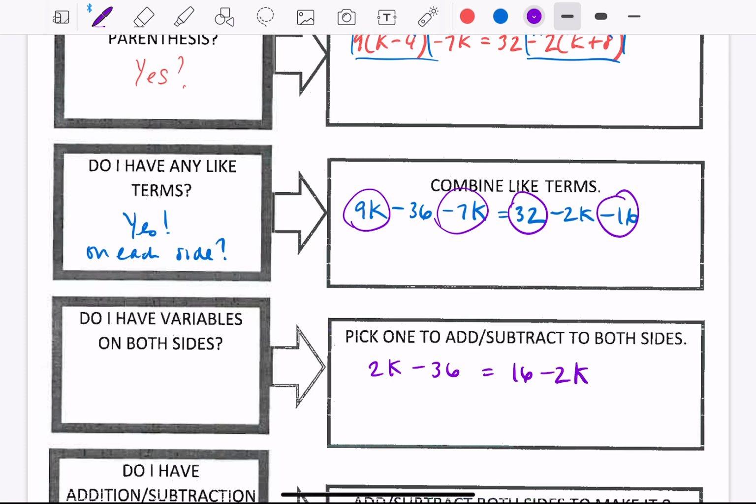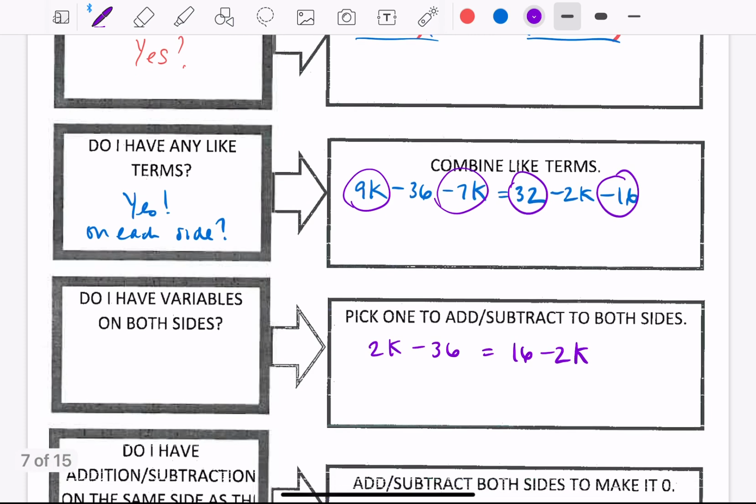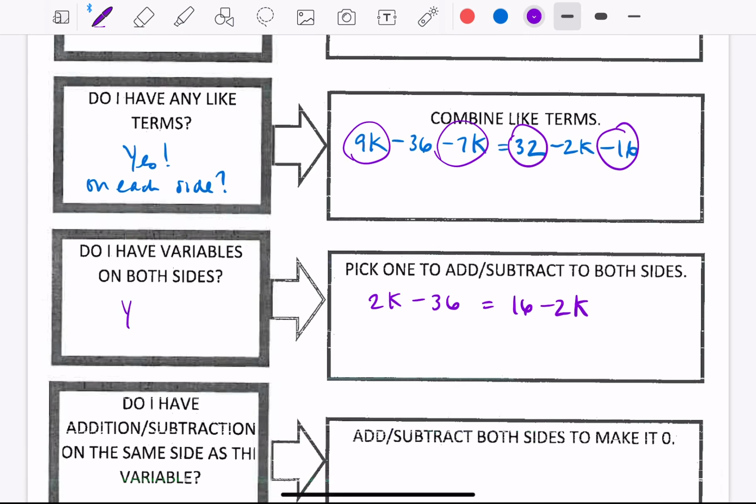So your next question, do you have variables on both sides? Yes, you do. You get to pick one to add or subtract to both sides. So I have a 2k and a minus 2k. And right away you might think, oh, that's 0, right? You can't combine them on opposite sides like that. You have to pick one and then add the opposite to both sides.